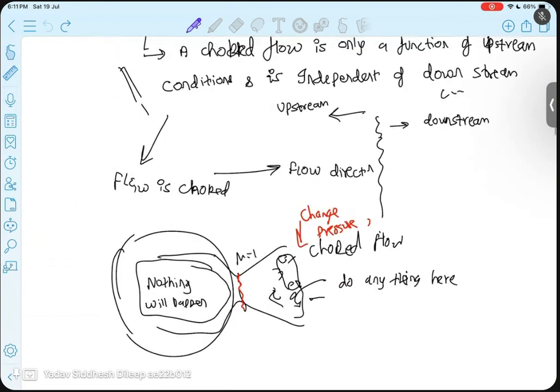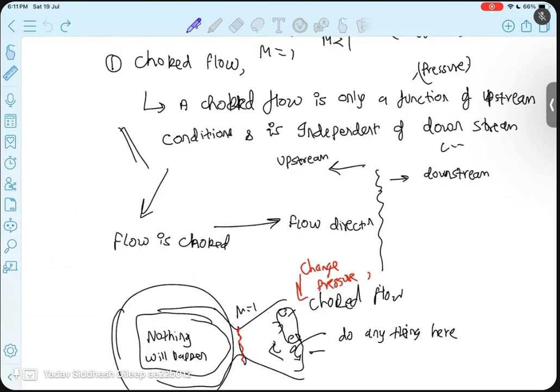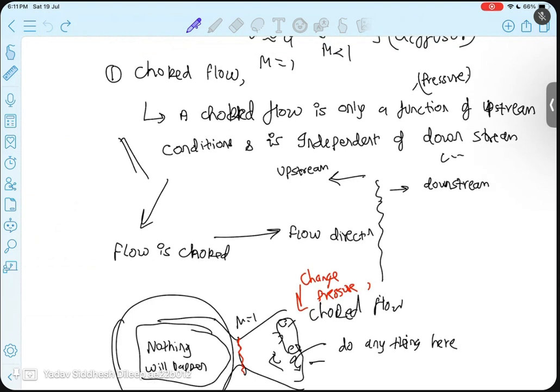Now, a small part, choke flow. I explained it already. Mach number one at the throat is choke flow. A choked flow is only a function of upstream condition and is independent of downstream condition. Very important. Take a screenshot, note it down, do whatever you want. In the upcoming session after the break, this will be very important.